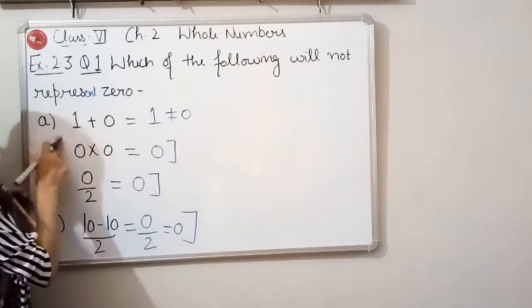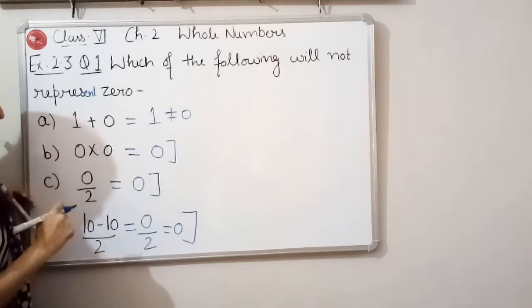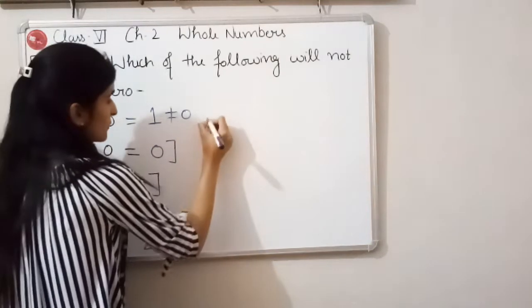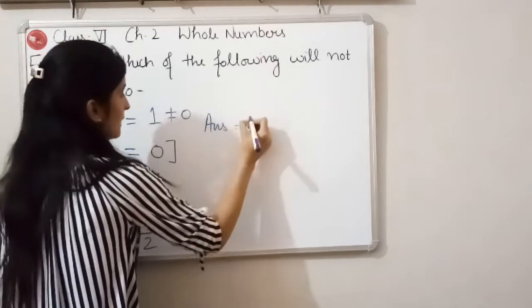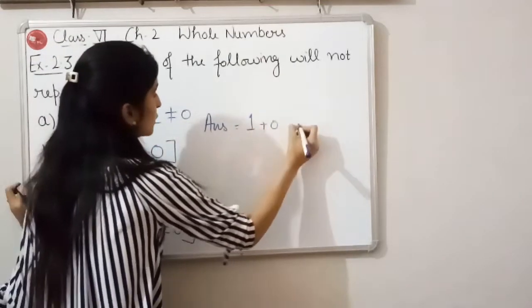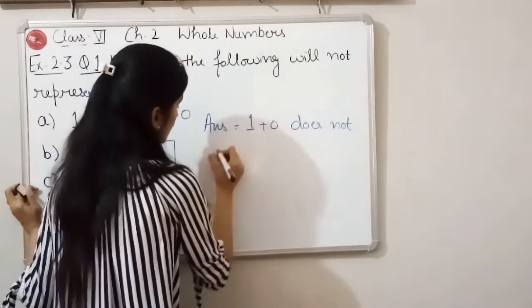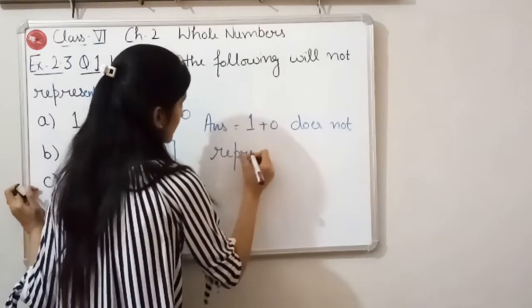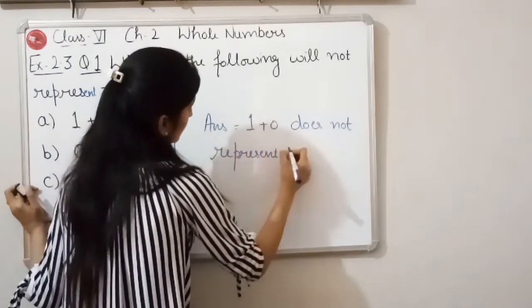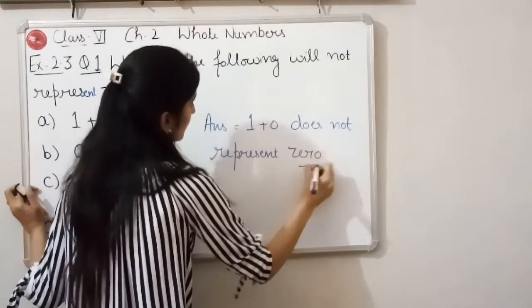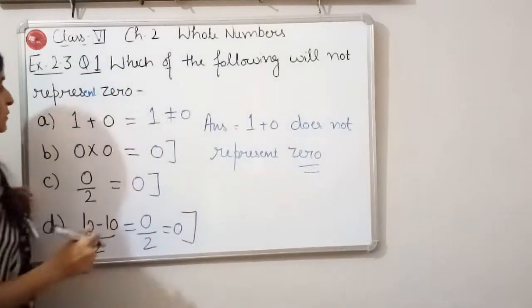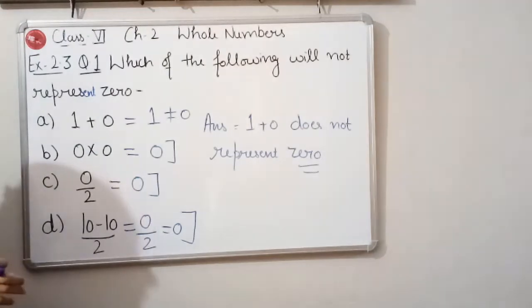So in this A part does not represent 0. So our answer will be 1 plus 0 does not represent 0. Fine. So this is the answer of first question.